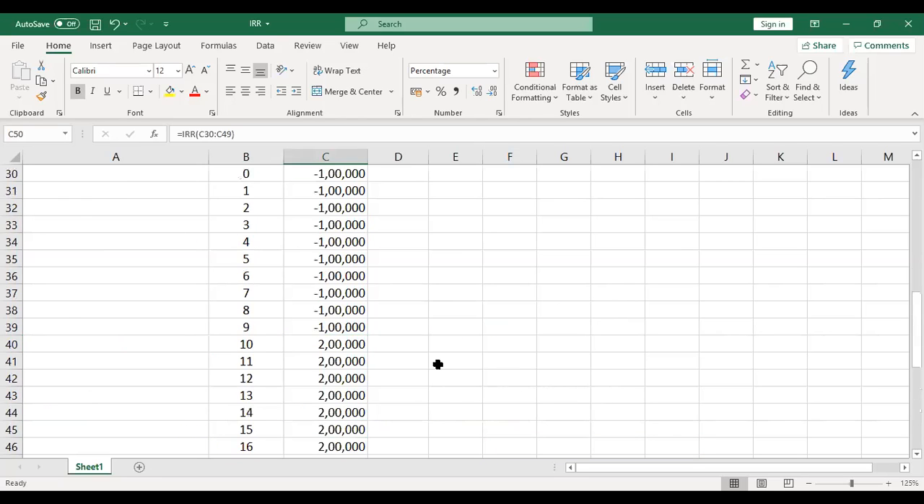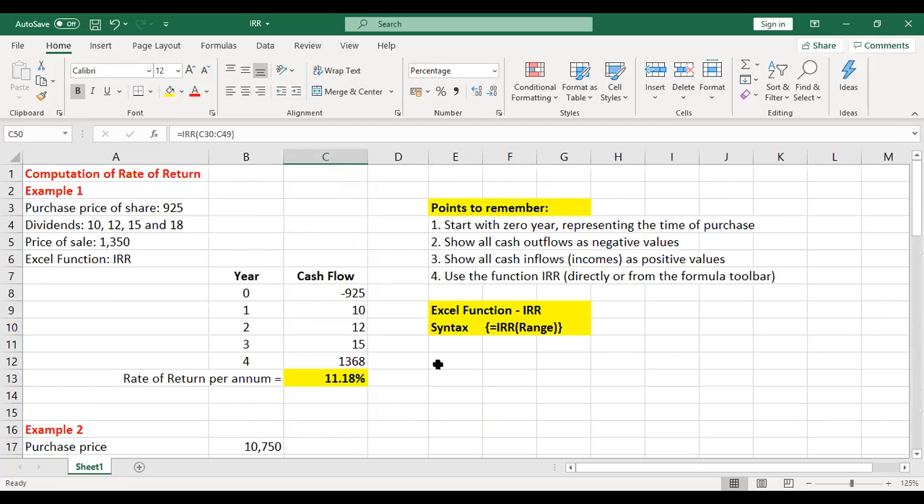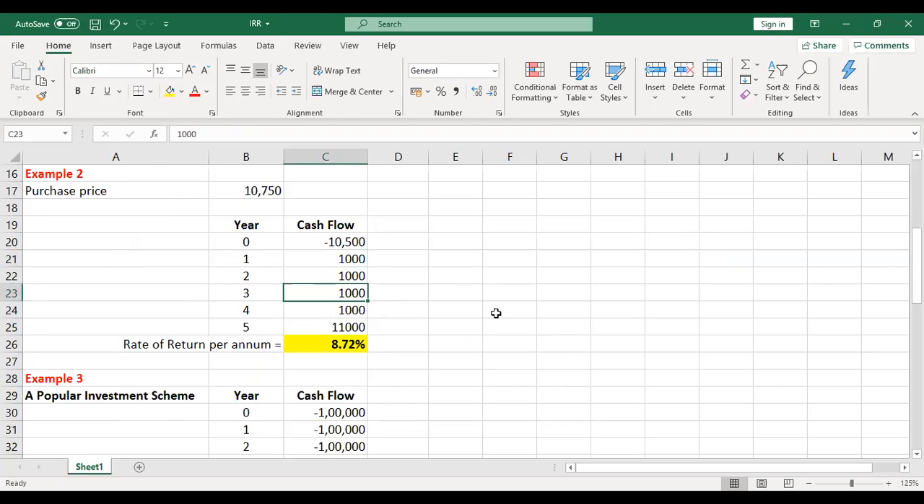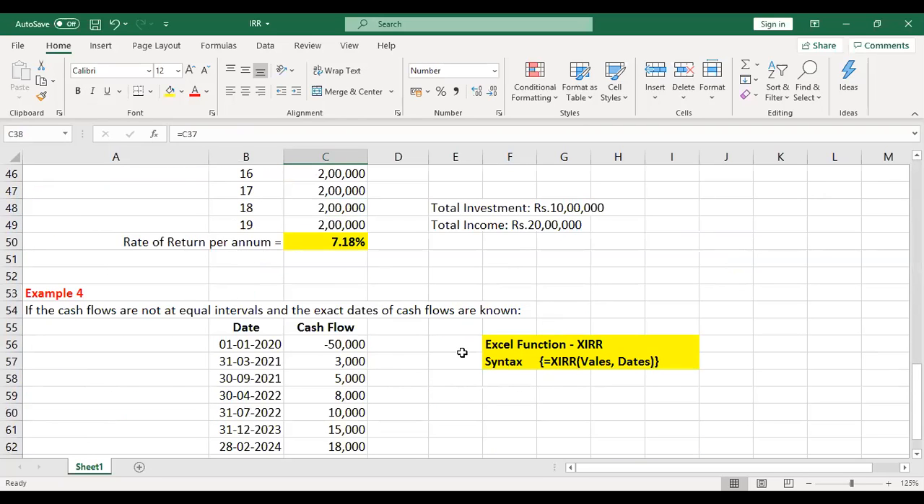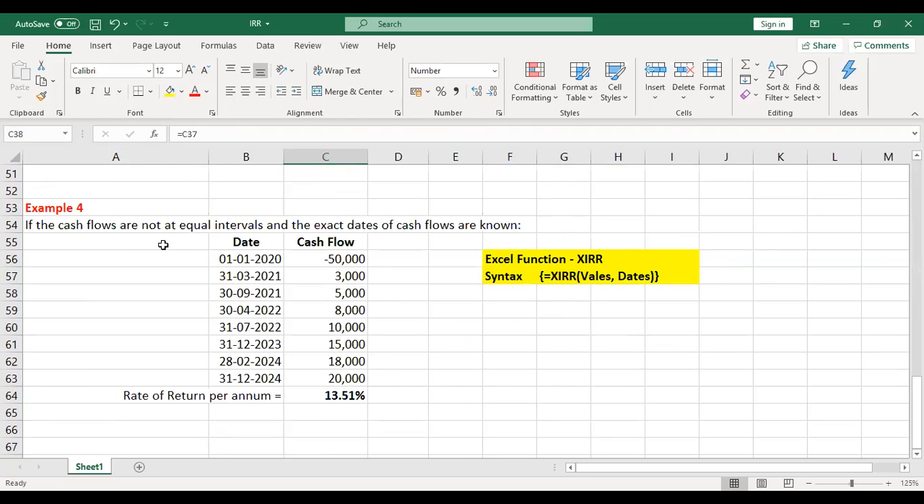Now, in all these examples, example 1, 2, and 3, one thing that we assumed is this interval between these cash flows was uniform, 1 year. Here also it was 1 year. Here also the interval was 1 year. Sometimes these intervals may not be seen. So let us look at one final example. If the cash flows are not at equal intervals and the exact date of cash flows are known, I know the cash flows and the date of cash flow, but they are not at equal interval.